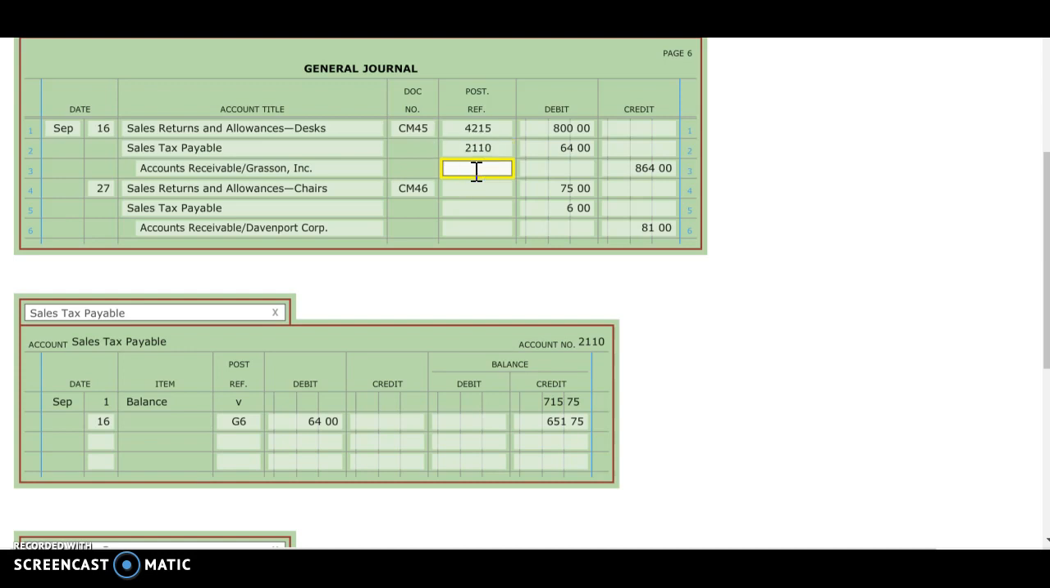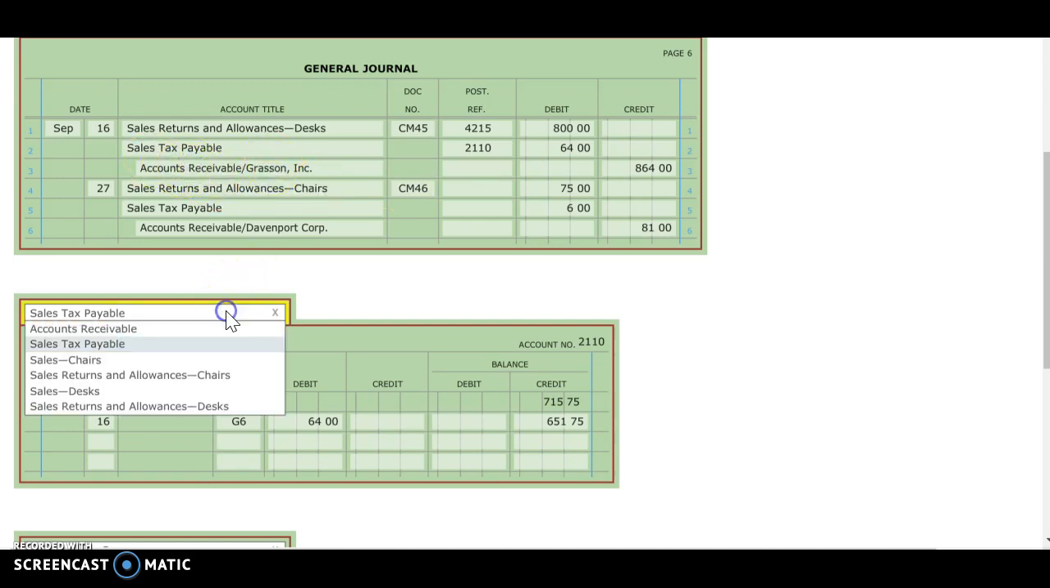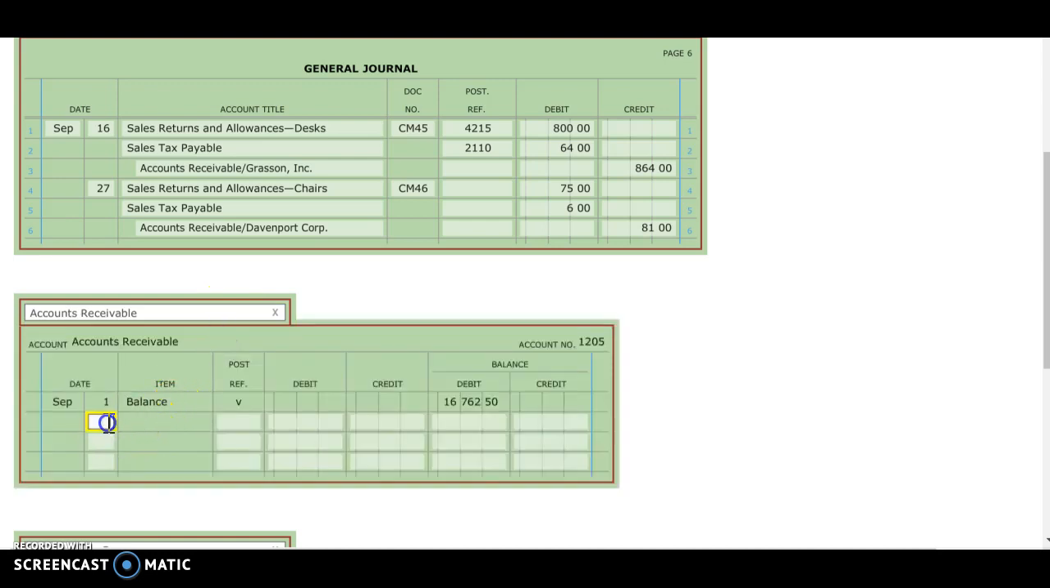Okay, next, I'm going to be posting this one twice. I'm going to be posting once to accounts receivable and then once to Grasson Incorporated. So I'm going to start with my accounts receivable. Date is the 16th, general journal page 6. This time I have a credit, it's $864. I have a debit balance and I'm crediting that account, so I'm going to be subtracting. My new balance then is going to be a debit balance of $15,898.50. And account number 1205 is going to go back up.